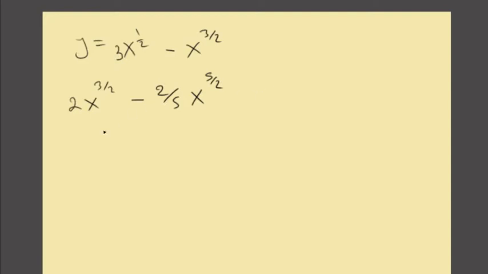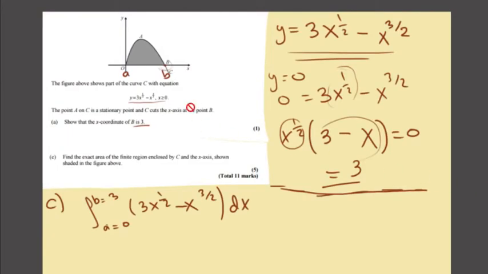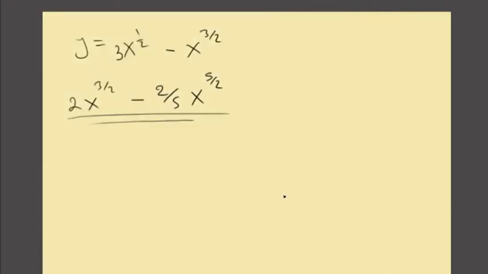Okay, so this is now our integrated function. In this question, when they tell you to find the area underneath and they give you your boundaries, A and B, after integrating you put in B, and then you do minus, and then you put in A. So we're going to do that right here.